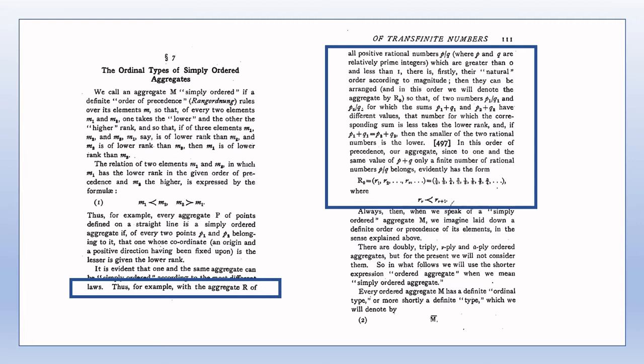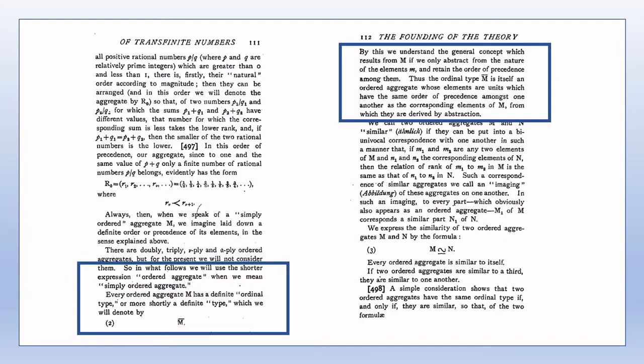The aggregate R may be described as the aggregate of rational numbers in their natural order of precedence, as in section 9. Ordered aggregate is to be synonymous with simply ordered aggregate in this work. The term simply in simply ordered aggregate indicates that the aggregate has a one-dimensional ordering, and since no other type of ordering is considered in the present work, then we can drop the term simply if we wish to do so. The ordinal type of a simply ordered aggregate M is denoted M bar.